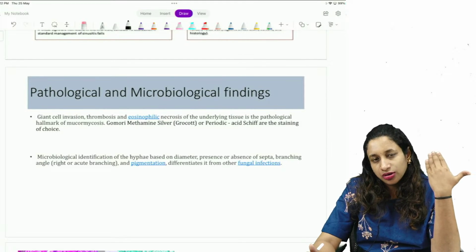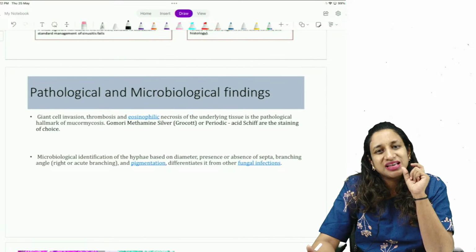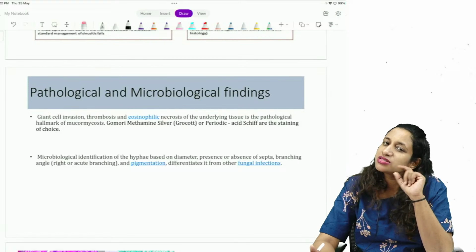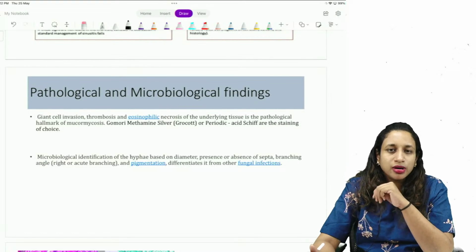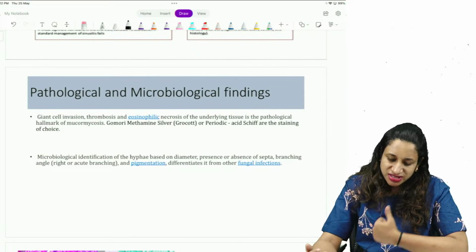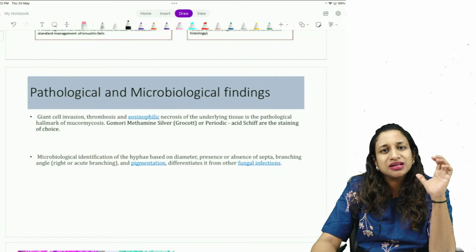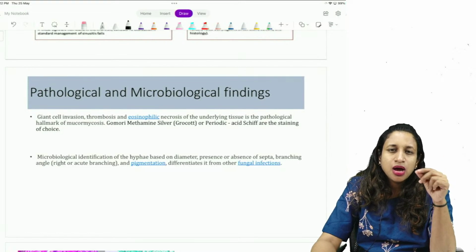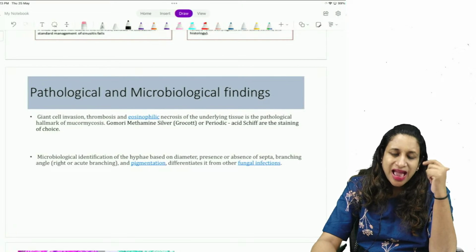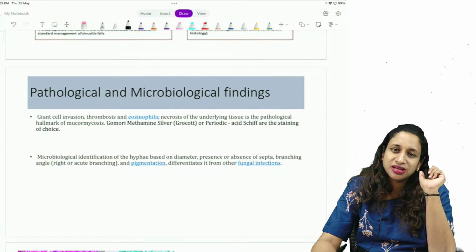So your fungal elements give you a black background, so you will be able to identify the aseptate hyphae very clearly, and that is the reason why GMS stain is very commonly used when you are talking about mucormycosis. Now when it comes to microbiological features that you should know, you tend to see hyphae. So these are usually aseptate hyphae, more or less very broad aseptate hyphae that we talk about, and the branching is considered to be right or acute branching that you tend to see.